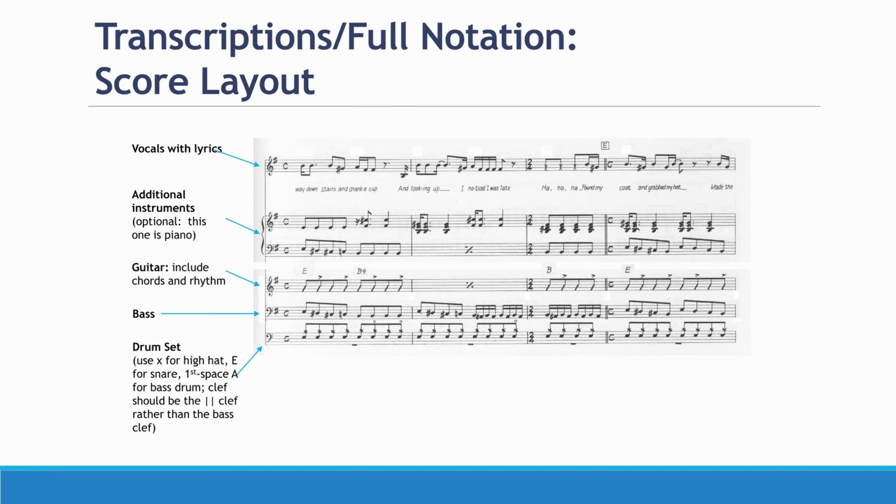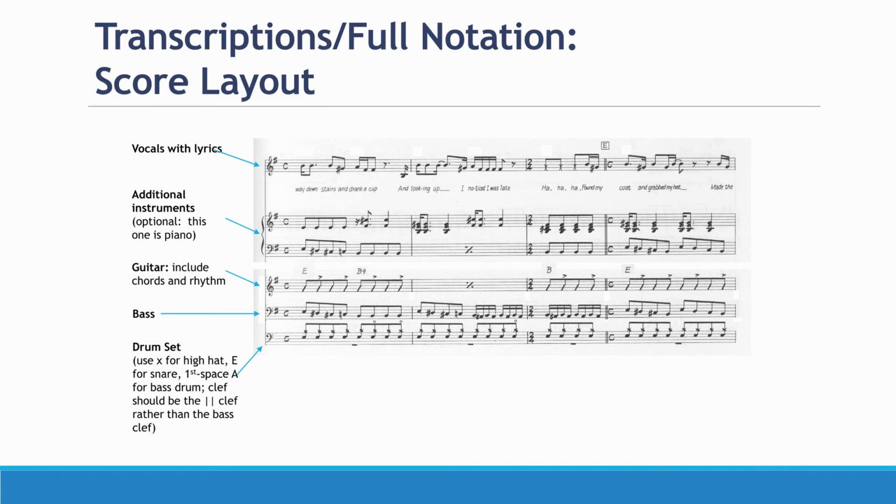And you're going to notice a few different components here. So typically when you have vocals, they're going to be indicated as the top line of your music. Any additional instruments, what we think of as sort of our extra melody instruments, are going to go below that. And then we have what's called the rhythm section at the bottom of our score. So guitar, bass, and then drum set at the very bottom.